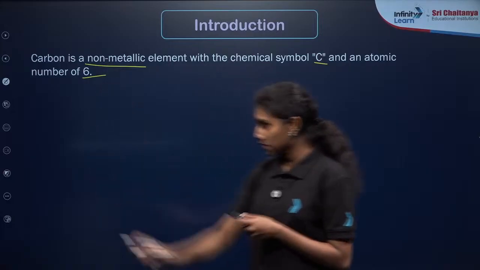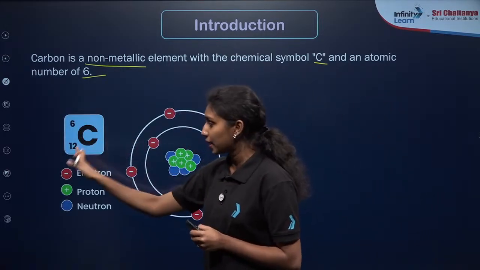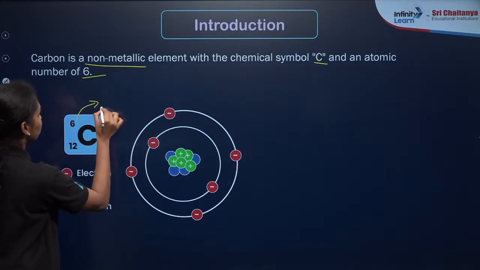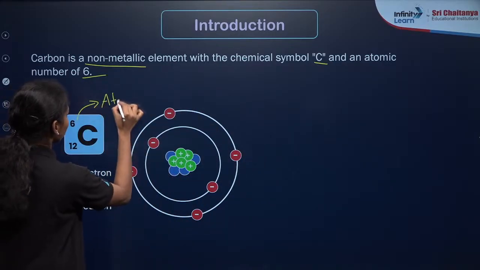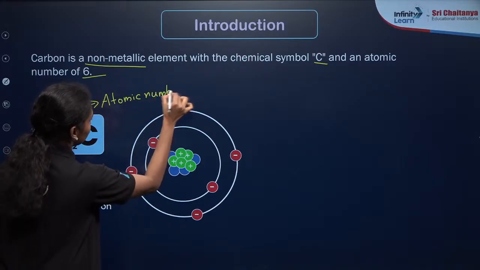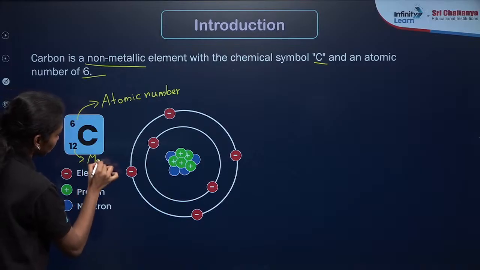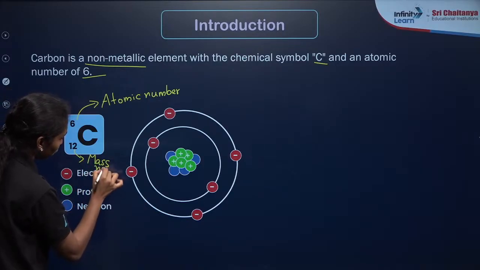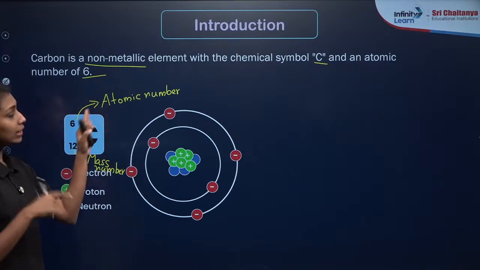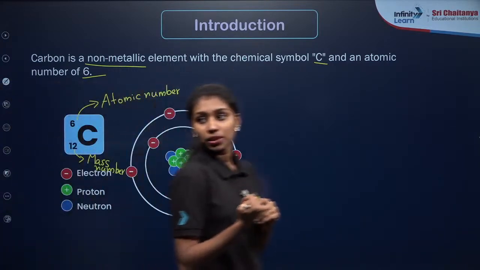If you are drawing the structure of carbon, we can represent carbon as 6 and 12, where this will be the atomic number, and this will be the mass number, right? I hope you have an idea about the representation of different elements. We can represent the elements with their symbol along with their atomic number and mass number, right? So what do you mean by the atomic number?